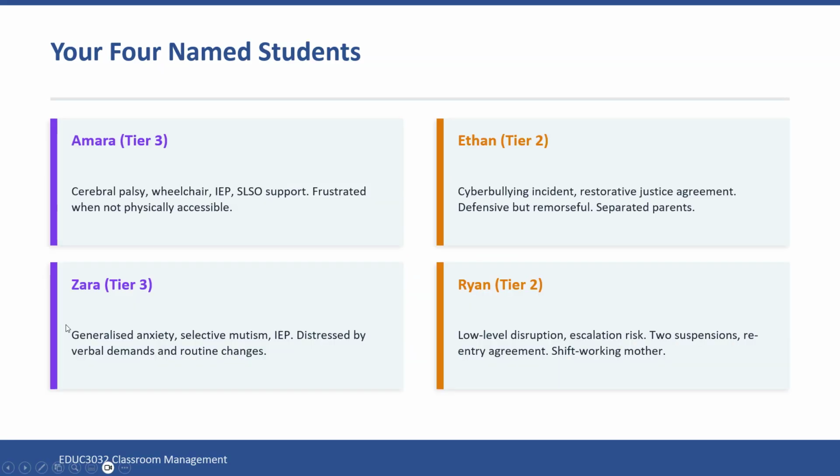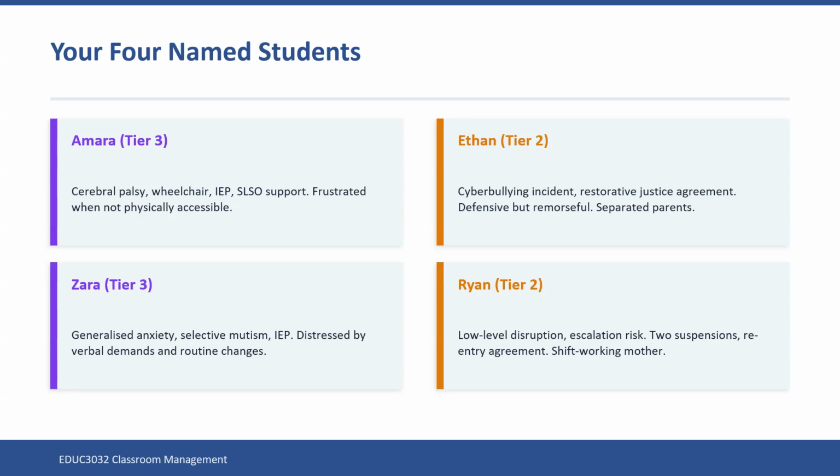So let's have a look more closely at the 4 named students, and all of these details are in the task brief for Assessment Task 2 and in the student guide. Your class scenario includes 4 named students whose needs you must address throughout your presentation. Amara has cerebral palsy, uses a wheelchair, and has an IEP or an individual education plan. She receives SLSO, Student Learning Support Officer or Teacher's Aide support in the classroom.